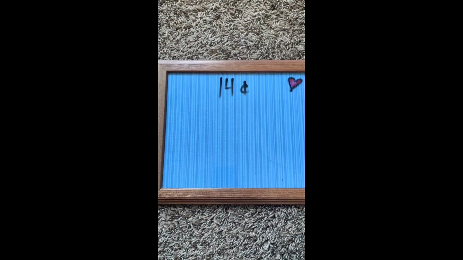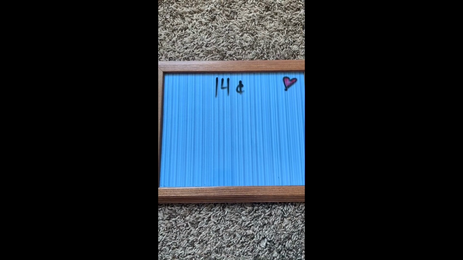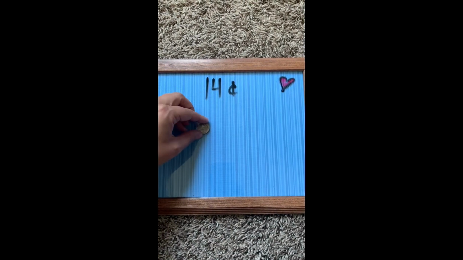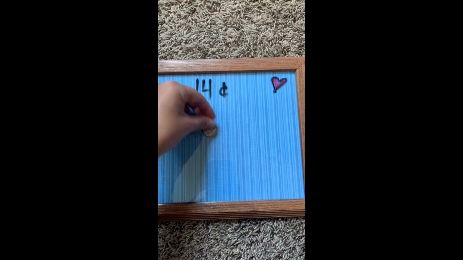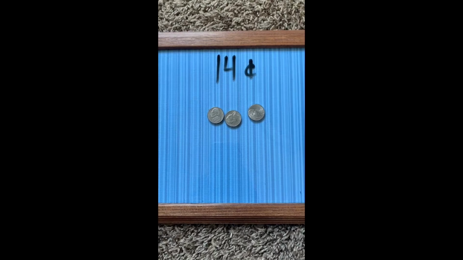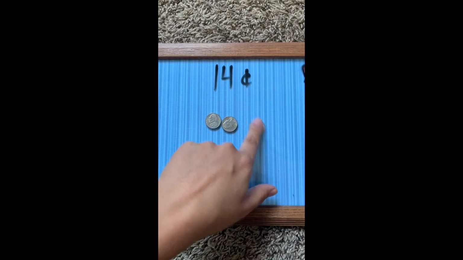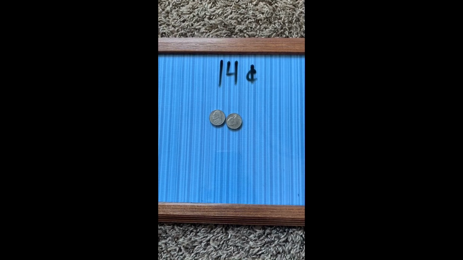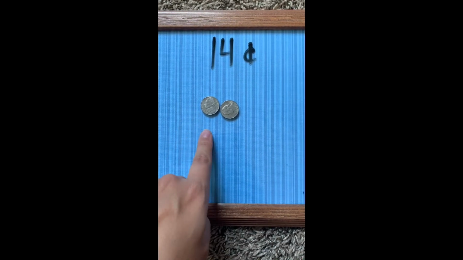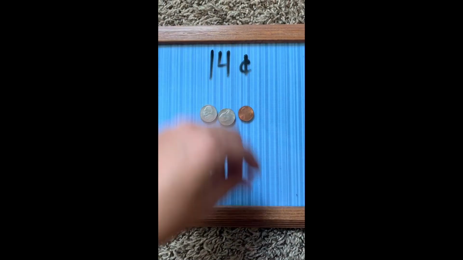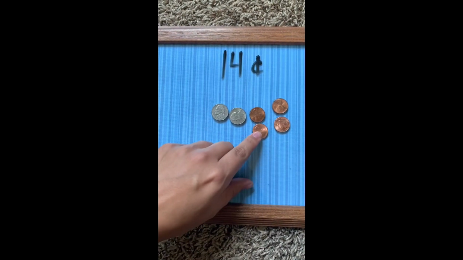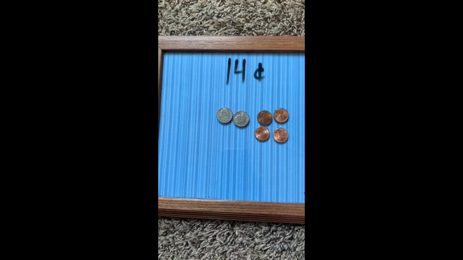If I want to try an easier way to make 14 cents that uses fewer coins, I can try to use some nickels. If I use nickels, they're worth 5, 5, 10. If I get one more nickel, 15. That's too big. I can't go all the way up to 15. Let me take one nickel away, and now I'm going to have to use something smaller. This is where my pennies will come into use again. I've got 5, 10, let me keep counting on, 11, 12, 13, 14. Here's another way that I can make 14 cents.